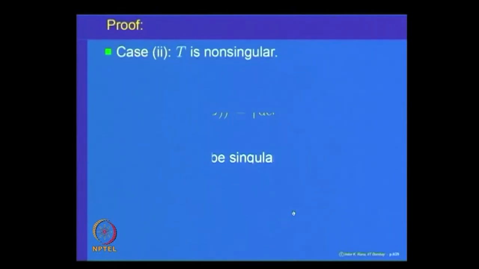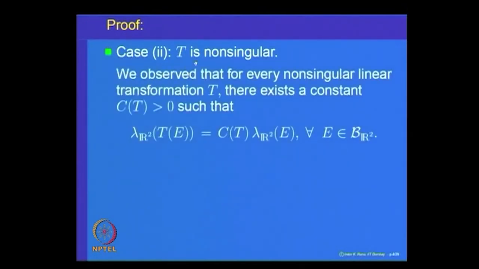In the case when T is non-singular, which means T is invertible, here are a few facts from linear algebra. Saying that T is non-singular is the same as saying its determinant is not equal to 0, and it is equivalent to saying that as a map T is 1-to-1 and onto, and the inverse of course is also a linear transformation. In analyzing the proof, we had already shown that if E is a Borel set, so we first restrict ourselves to Borel subsets of R2, then for every non-singular linear transformation T, the transformed set T of E also is a Borel set.